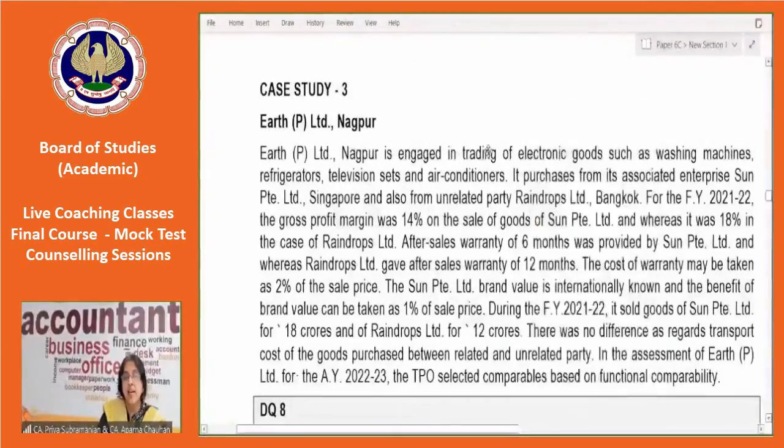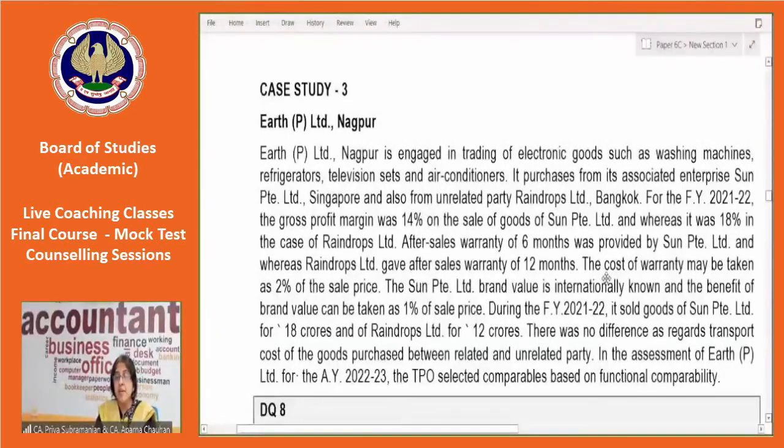Earth Limited is engaged in trading of electronic goods such as washing machines, refrigerators, etc. It purchases from Associated Enterprise, Sun Private Limited in Singapore, and an unrelated party also, Raindrops, Bangkok. For financial year 21-22, GP margin, gross profit margin, was 14% on sale of goods of Sun Private Limited, Associated Enterprise, 18% in case of Raindrops. After sales warranty of 6 months was provided by Sun Private Limited. Raindrops gave after sales warranty of 12 months. Cost of warranty may be taken as 2% of sales price.